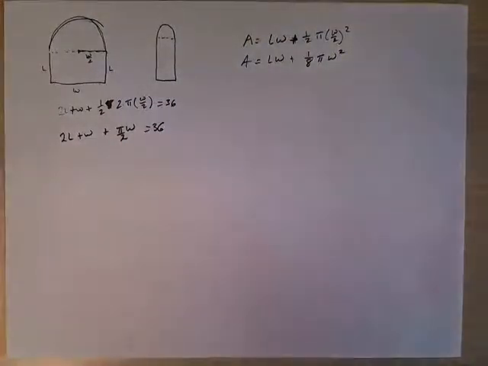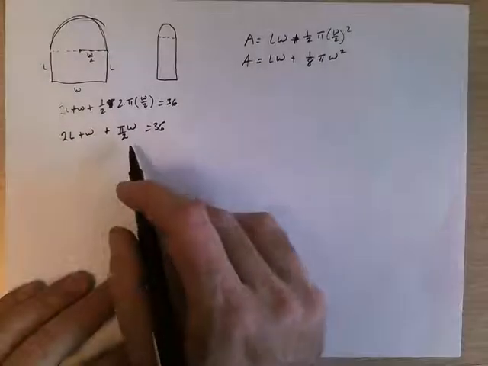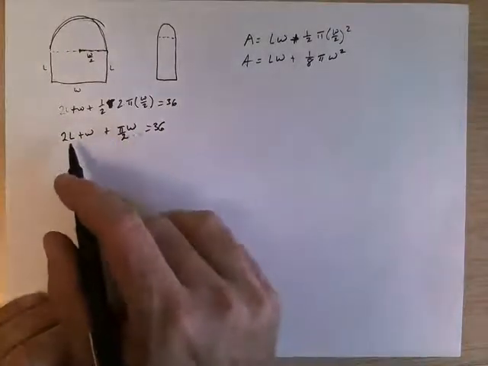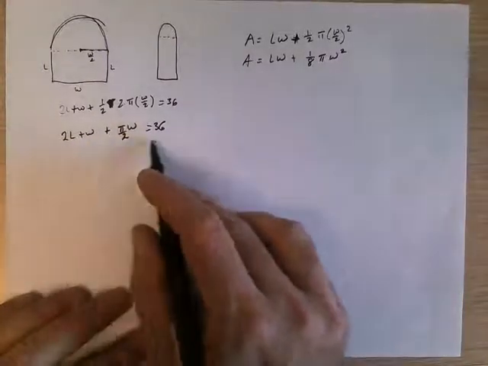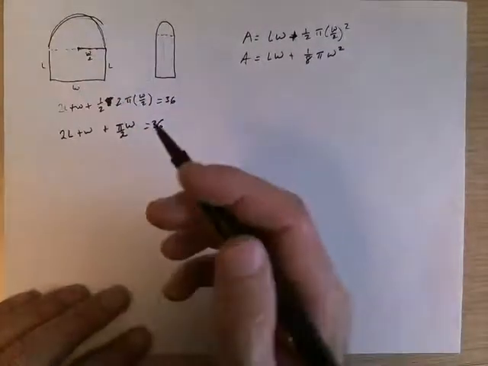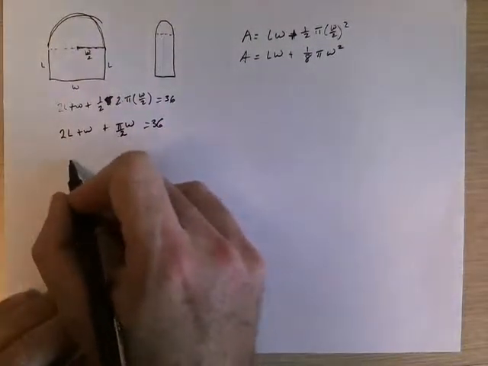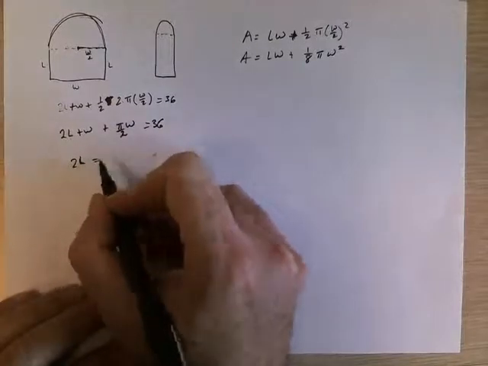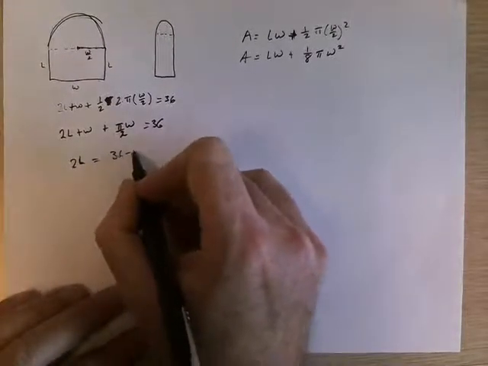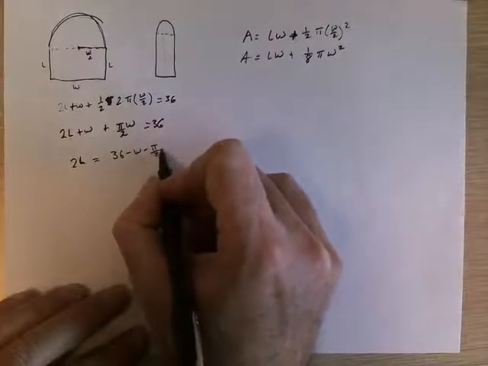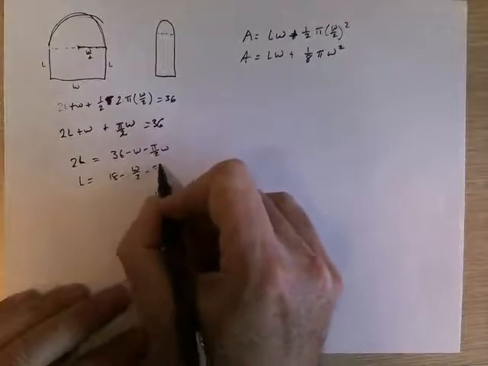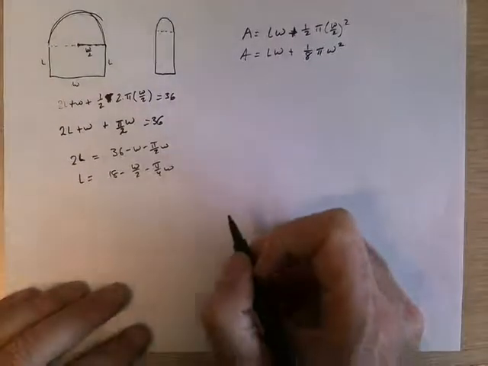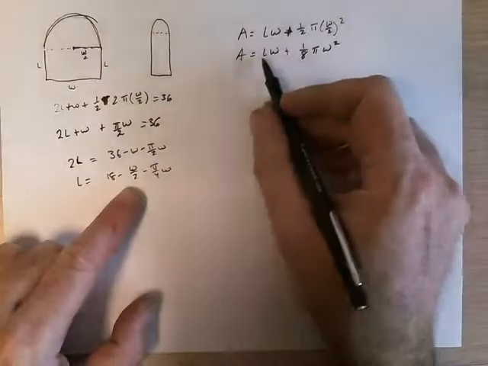Now there's too many variables there, so we've got to substitute for one of them, and I think probably the easiest one to solve for is L. I've got this relationship: I need the perimeter to be 36. So solving for 2L, 2L equals 36 minus W minus pi over 2 W. So L is 18 minus W over 2 minus pi over 4 W, just dividing everything by 2. So I can now plug that in for L here.